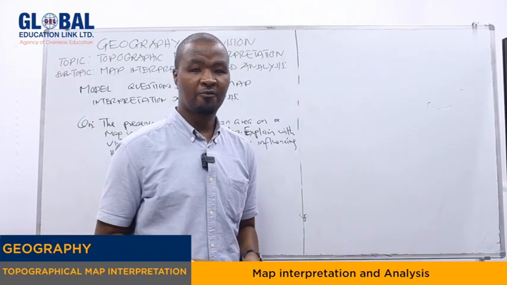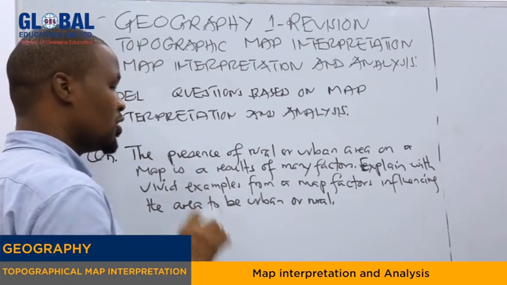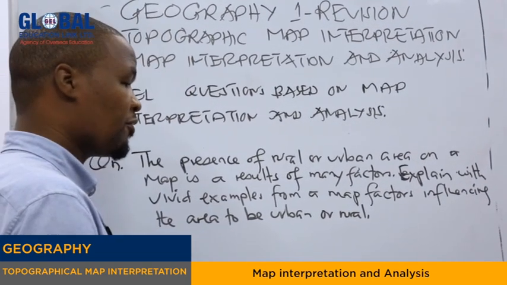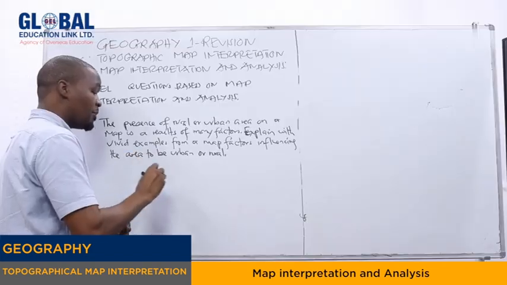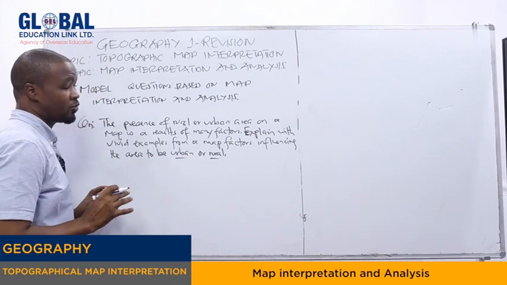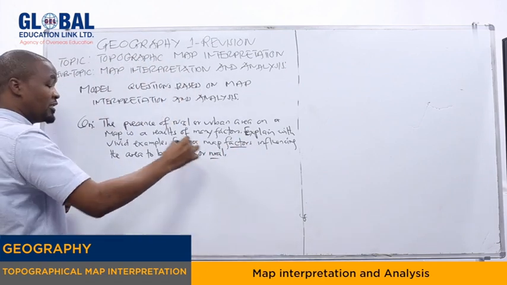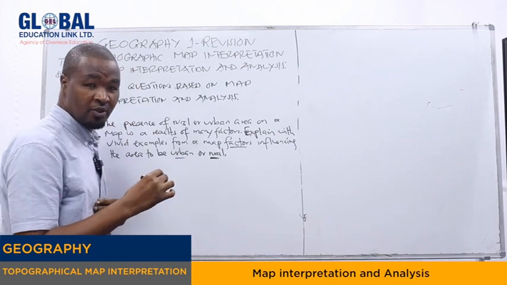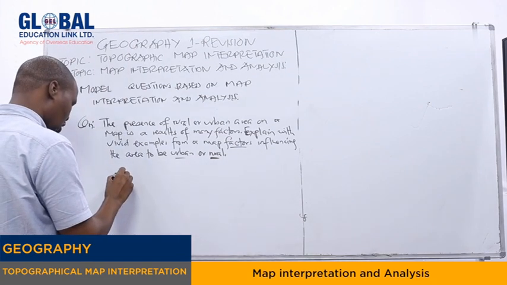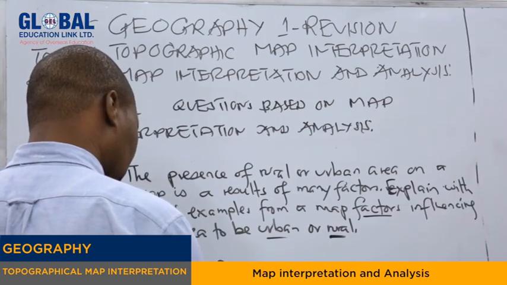Okay, let's see the fourth question right here. It's written: the presence of rural or urban areas on a map is a result of many factors. Explain with vivid examples from a map the factors influencing the area to be urban or rural. So, as you can read the question right here, the key need of the question requires us to explain factors that influence the area to be urban or rural. So, before going on, let me explain how urban or rural areas are seen on a map.